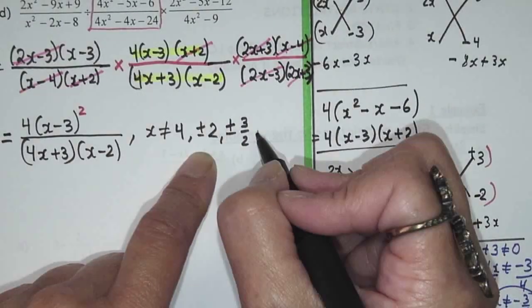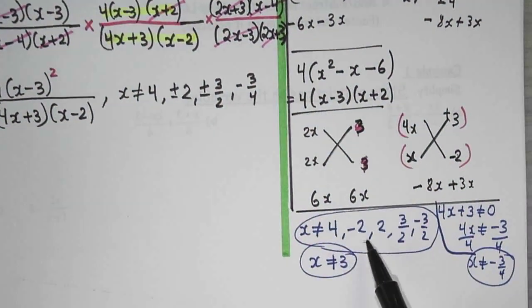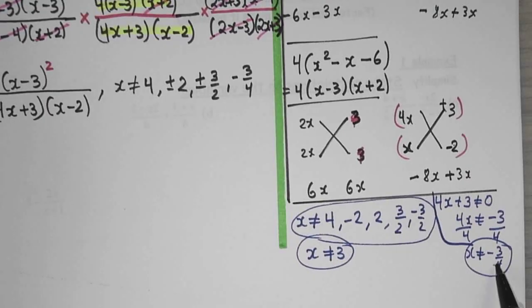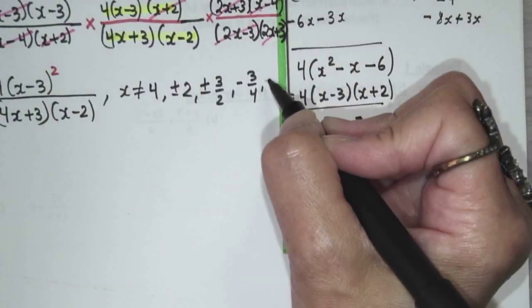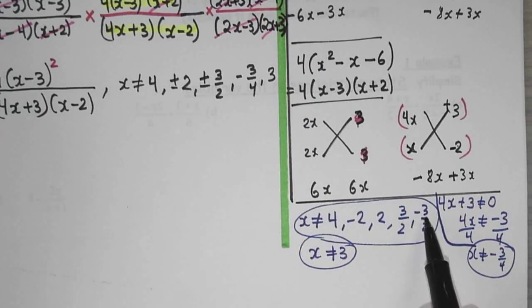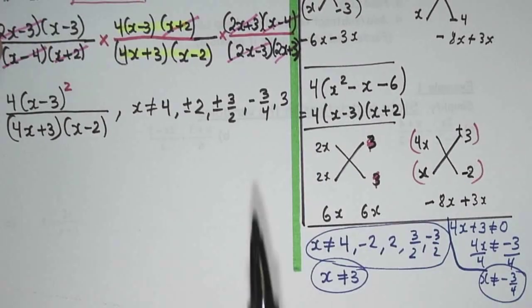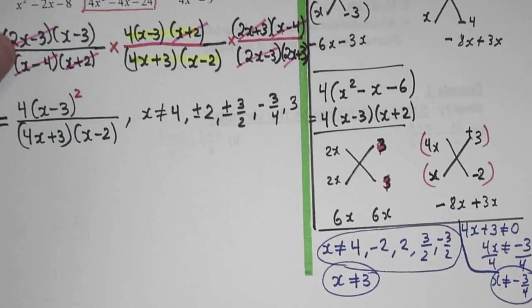I only have the negative 3 over 4, right? Negative 3 over 4. Someone check for me. Right, one looks good. 1, 2. This one, and then just the 3. So I should have 1, 2, 3, 4, 5, 6, 7. Good?